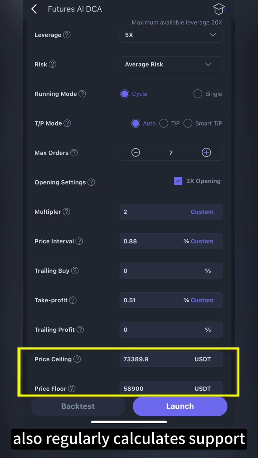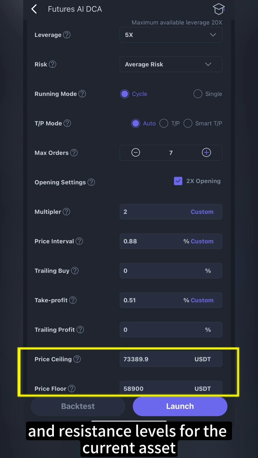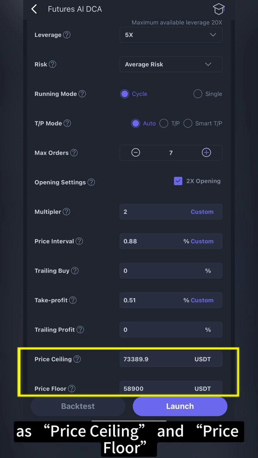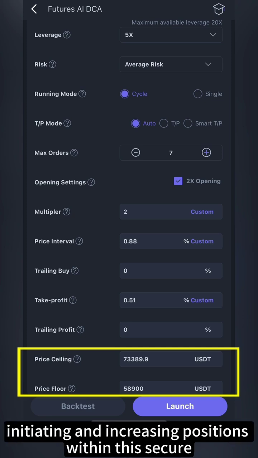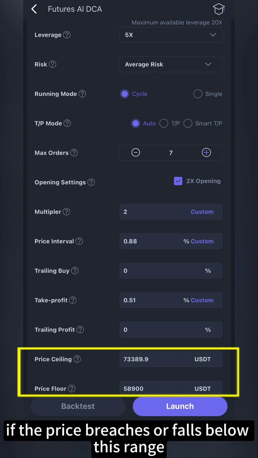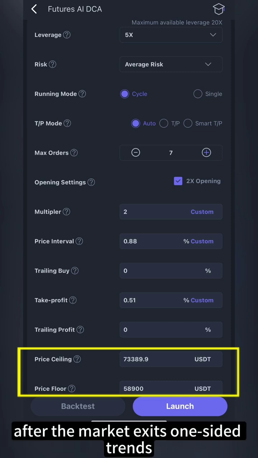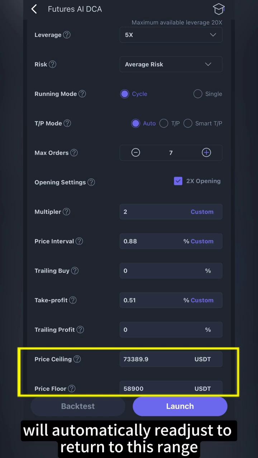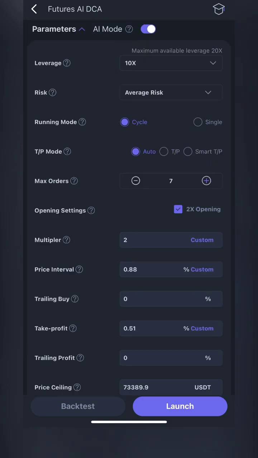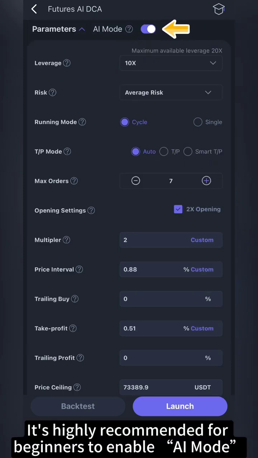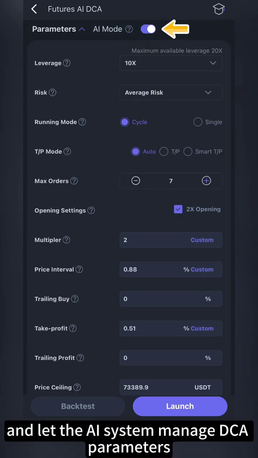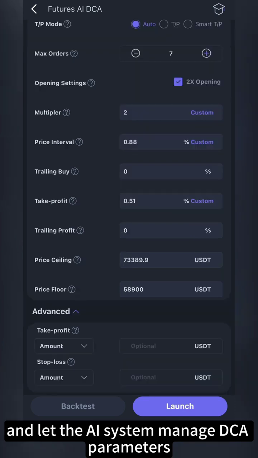The AI system also regularly calculates support and resistance levels for the current asset as price ceiling and price floor, initiating and increasing positions within this secure price range. If the price breaches or falls below this range, no further positions will be increased to ensure fund safety. After the market exits one-sided trends, the AI will automatically readjust to return to this range for continued arbitrage. It's highly recommended for beginners to enable AI mode and let the AI system manage DCA parameters.